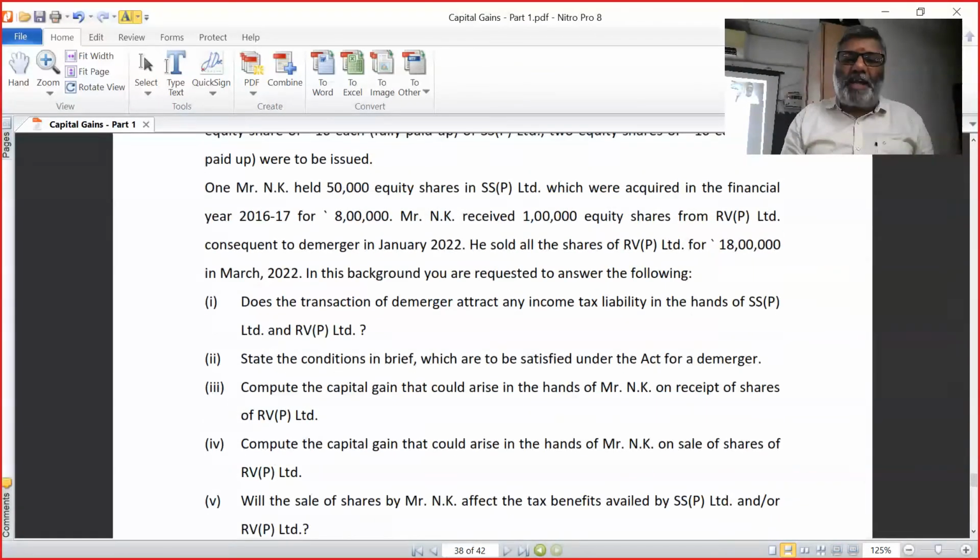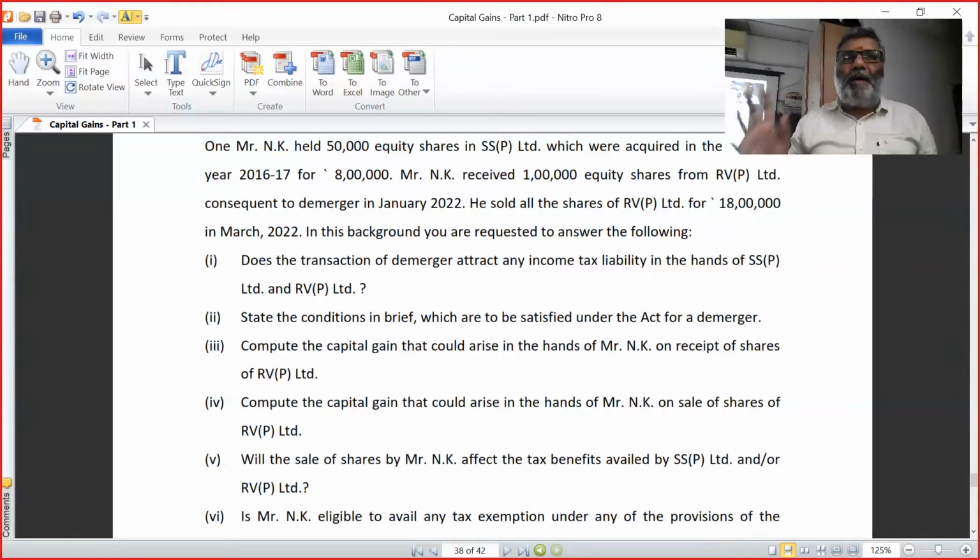Does this transaction of demerger attract income tax liability? Yes, in what manner? Sorry, I stopped the question halfway. Does this transaction of demerger attract income tax liability in the hands of SS Private Limited and RV Private Limited? Need to work out.